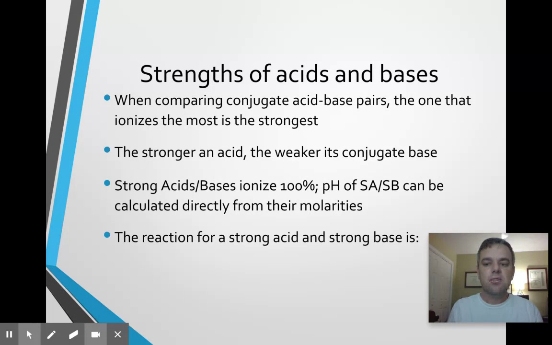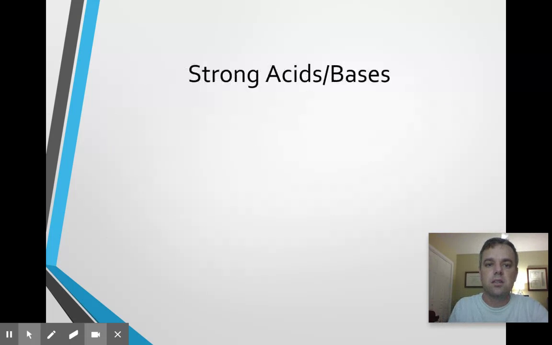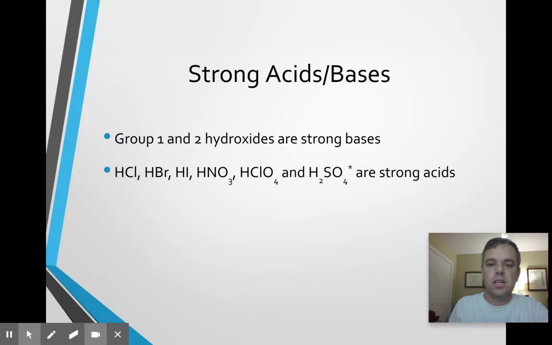And if you react a strong acid and a strong base together, the net ionic equation is that an H+ or hydrogen ion reacts with a hydroxide ion to make water. Right? So yeah, this is our list of strong acids and bases. Your group 1 and group 2 hydroxides. So it'd be anything in group 1 or group 2, keep in mind, excluding hydrogen.